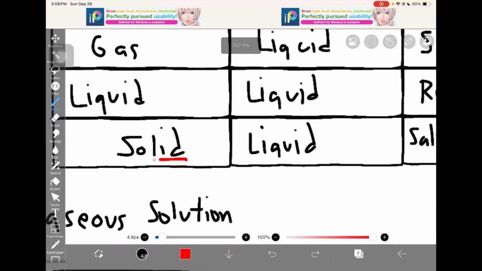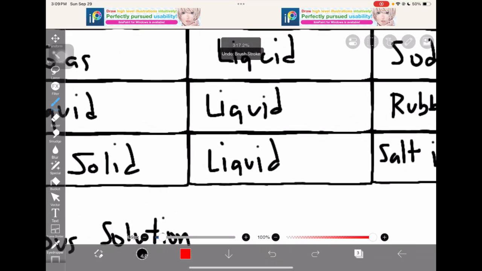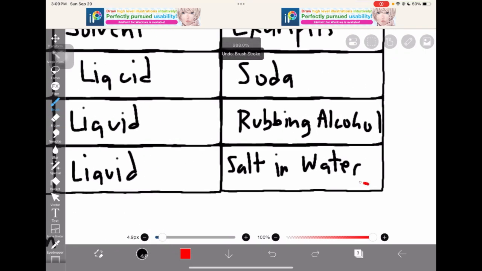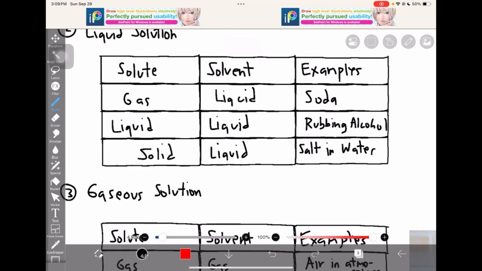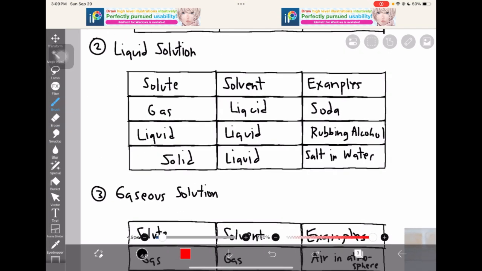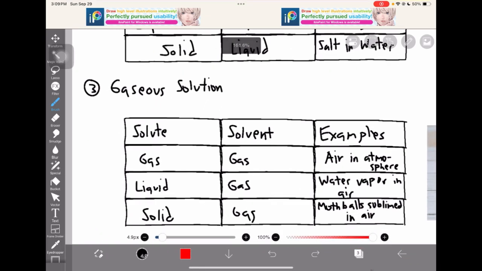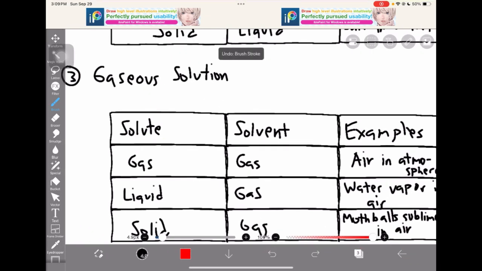Lastly, we have the solid solute and the liquid solvent, and that's just salt and water. I think this is pretty self-explanatory as to why it's considered a liquid solution. Lastly is the gaseous solution. We have the solute here and the solvent over here. So let's take a look.